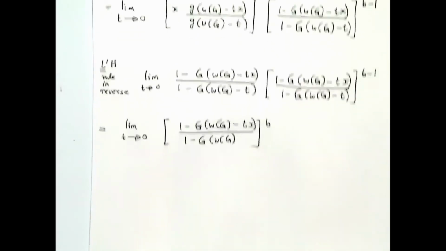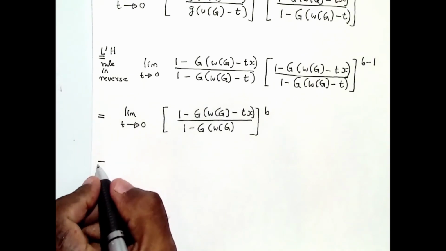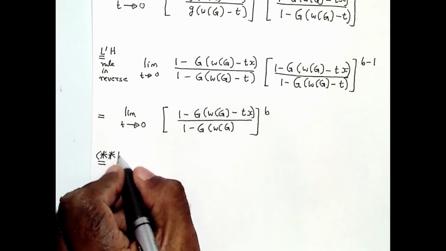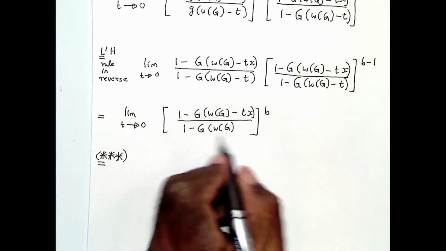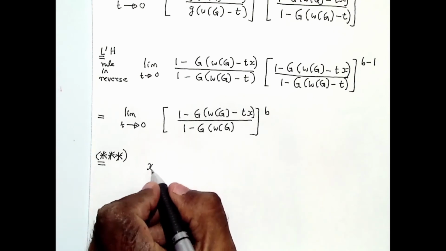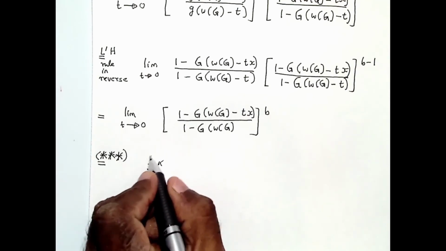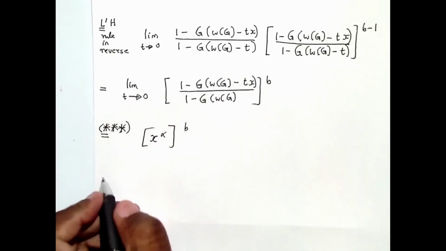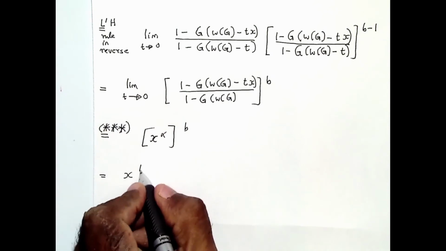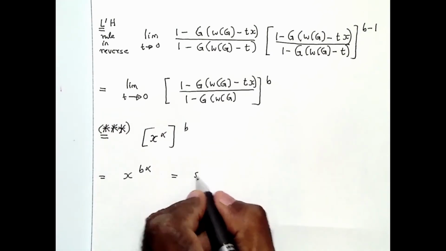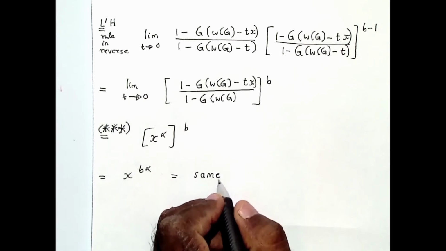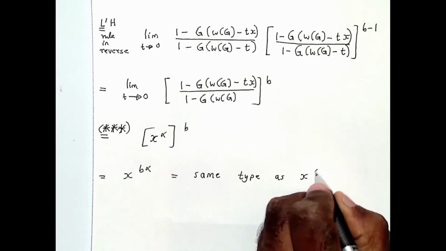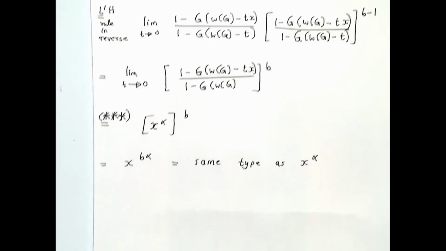All right, and now I'm going to use the assumption, which is triple star. So according to the triple star, the limit of this is equal to x to the power alpha b, right? So this is x power b alpha, which is of the same type, right, because b is positive, right?